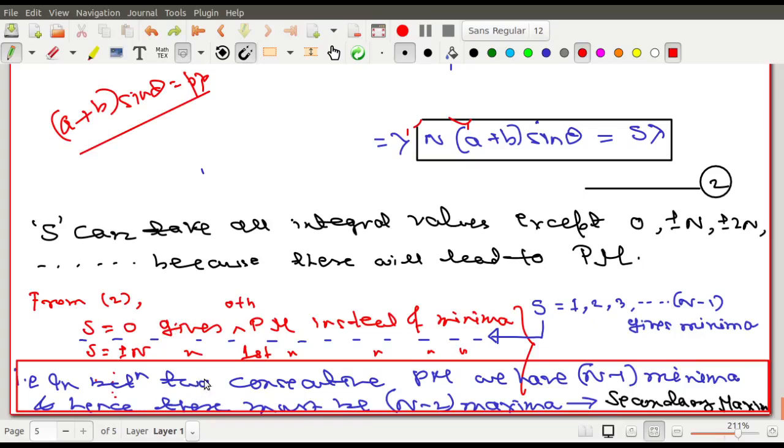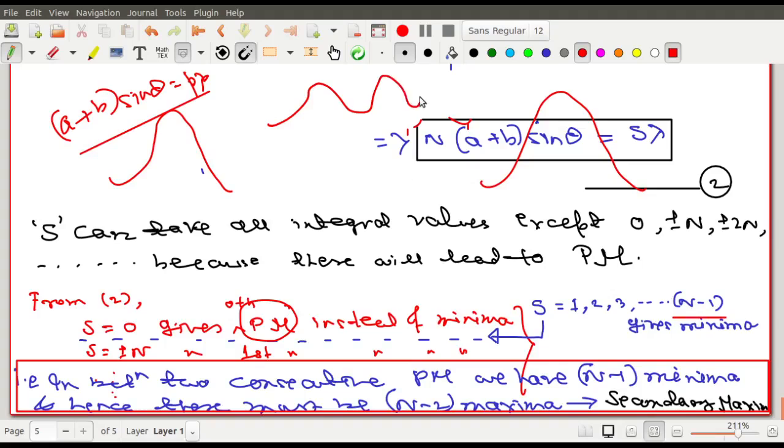So how many minimas are there here? Who are these? These are principal maxima. In between the two principal maxima there are many minima. How many? n minus 1 minimas are there. How surprising! In between two maxima you should have one minima, but here you have many minimas.